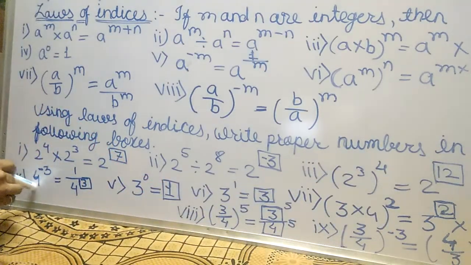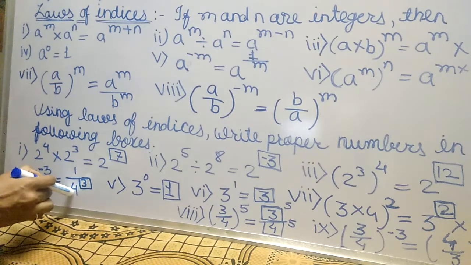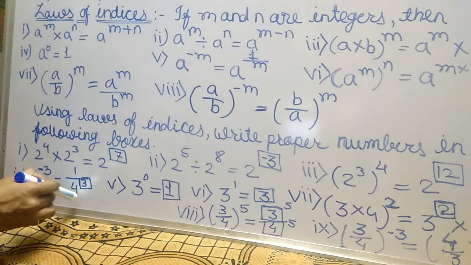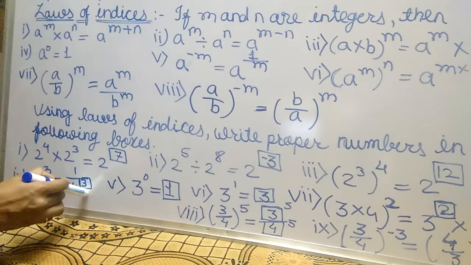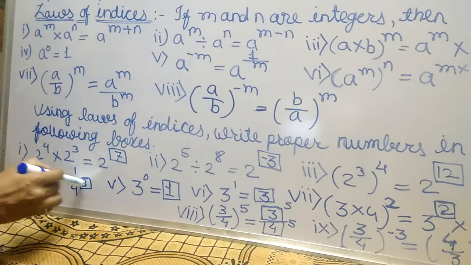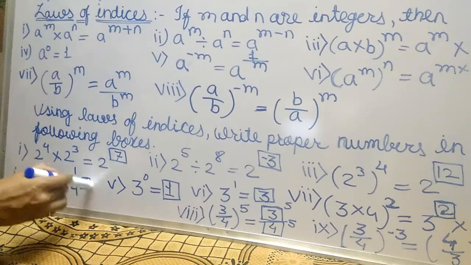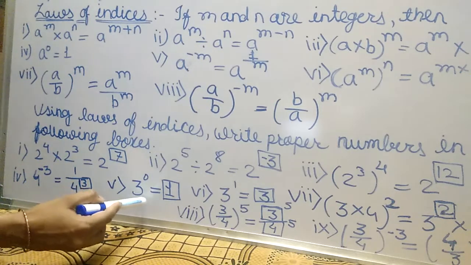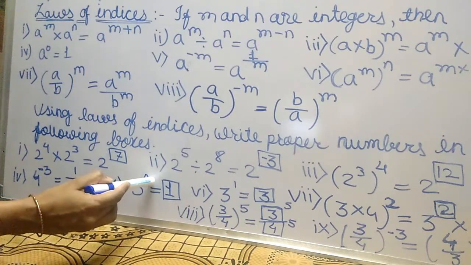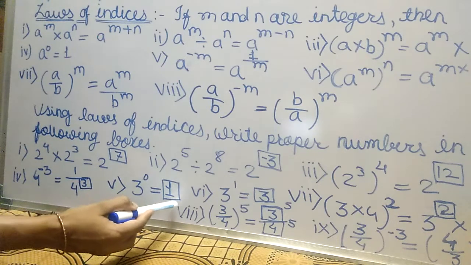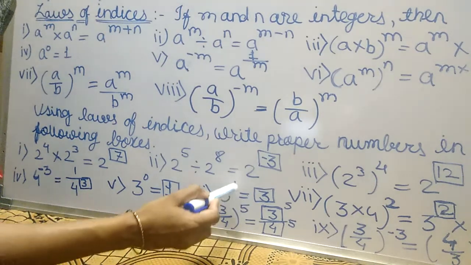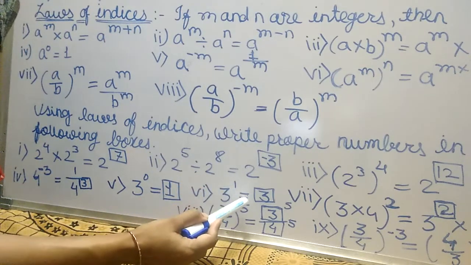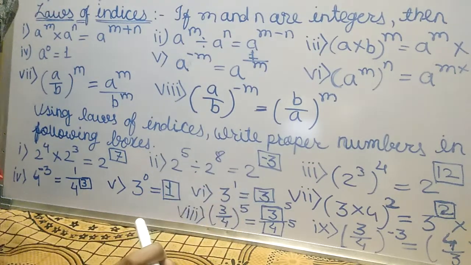Now next, 4 to the power minus 3. For negative power, 1 by 4, and by removing this negative power we get 3 in the denominator, meaning 1 upon 4 to the power 3 in the denominator here. Now if we get 3 to the power 0, then we get the value 1. Then 6: 3 to the power 1 as an index, we get only 3 as the answer.